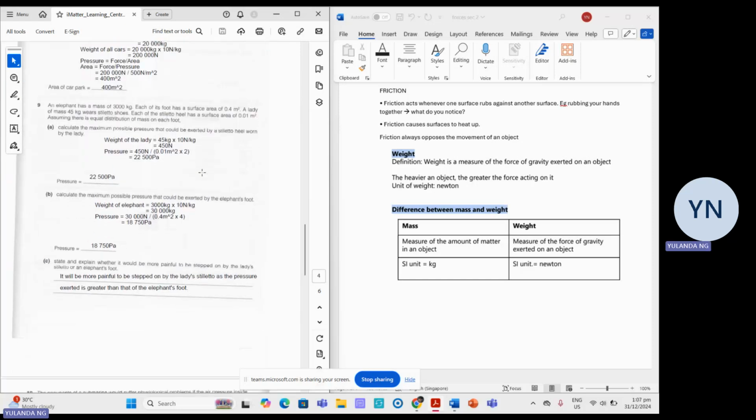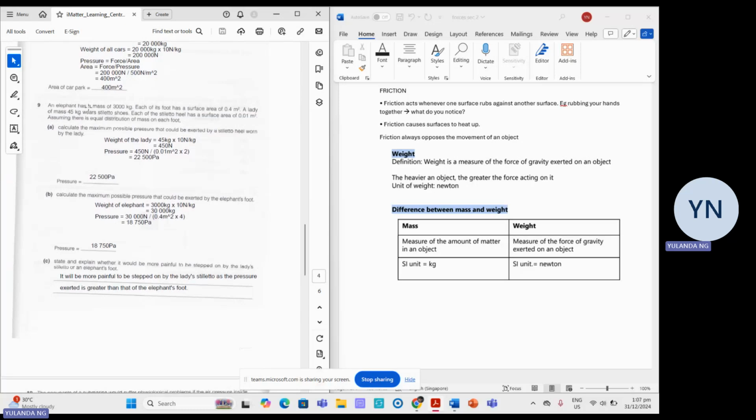Okay, an elephant that has a mass of 3000 kg, each of its feet has a surface area of 0.4 meters squared. Okay, this question you have to be very careful. First things first, is your 3000 kg referring to mass or weight? The answer is mass. Each of the feet has a surface area of 0.4 meters squared. So one foot is 0.4 meters squared. But how many feet does an elephant have? So you need to find the total area, yeah?